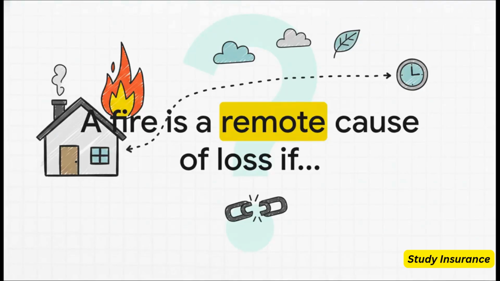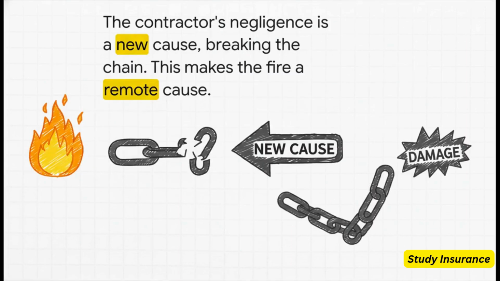First question for you. A fire in a neighboring building is considered a remote cause of loss if A, it directly causes your building to collapse, B, your neighbor later hires a negligent contractor who causes the collapse, C, it is the immediate and effective cause of the loss, or D, it is an insured peril under your policy. What do you think? And the correct answer is B. The contractor screw-up is a brand new intervening event that breaks the chain, making that original fire a remote cause.